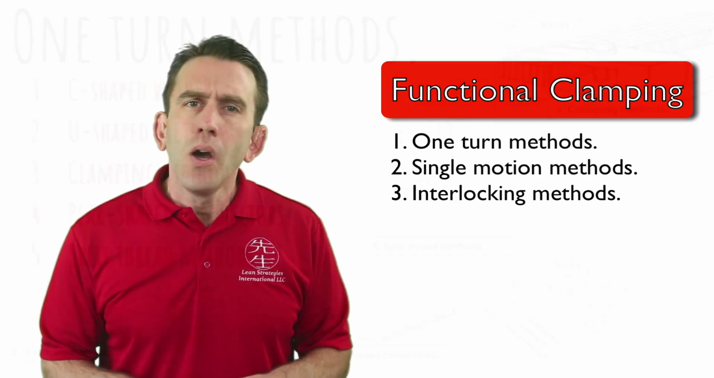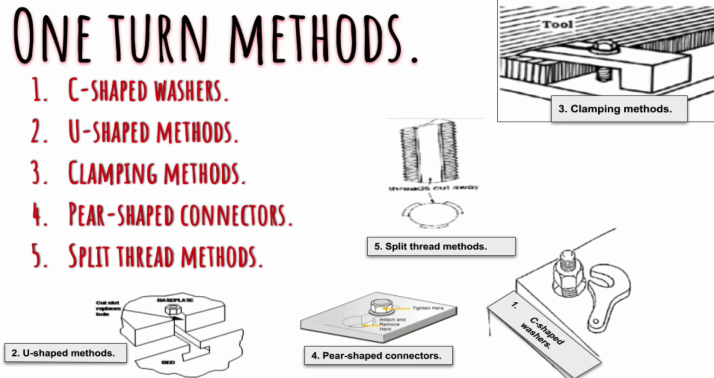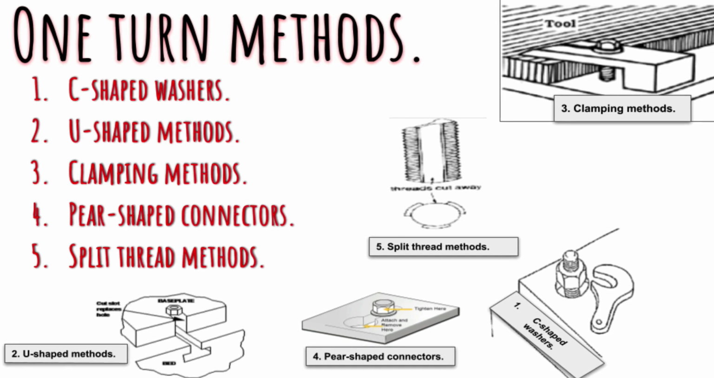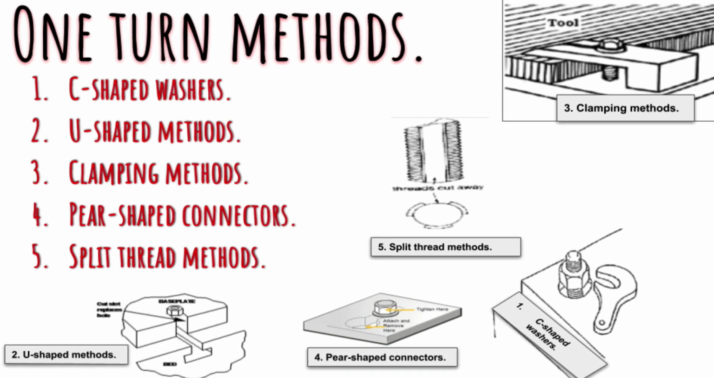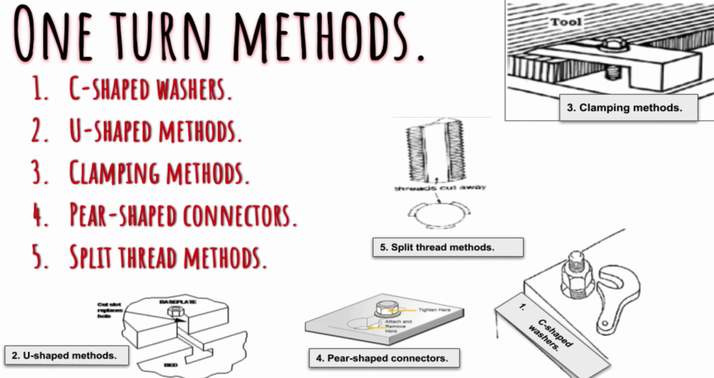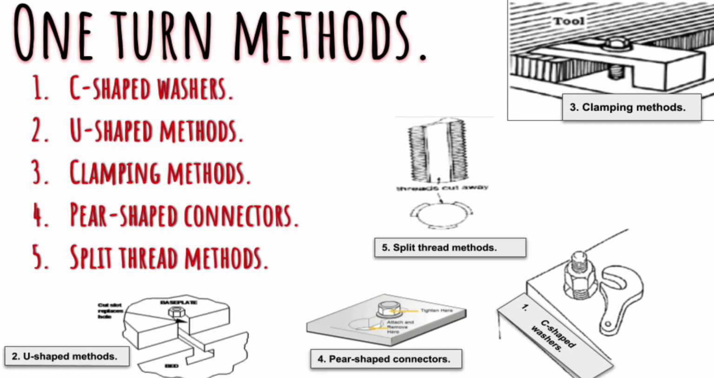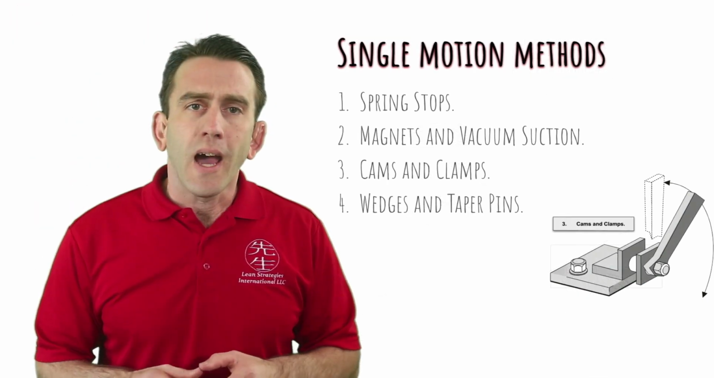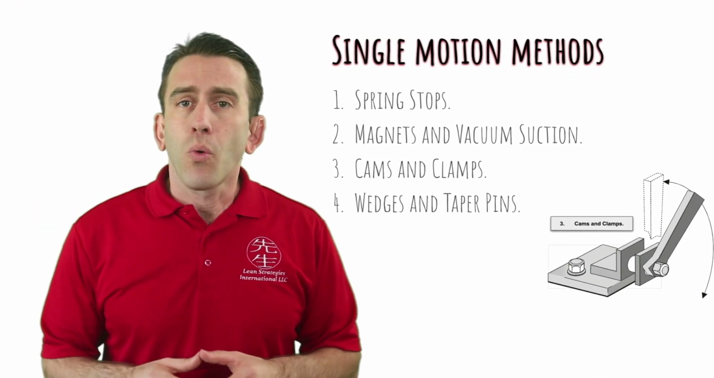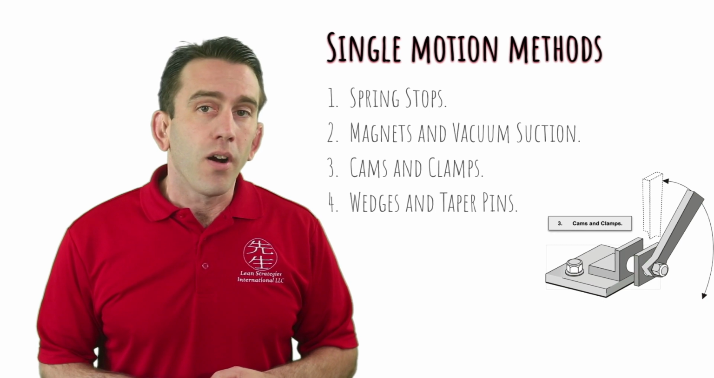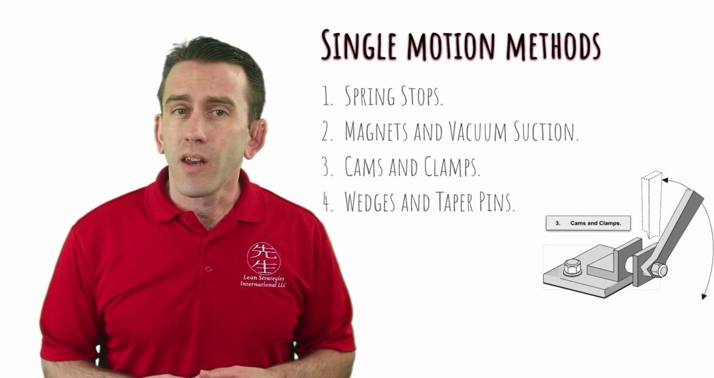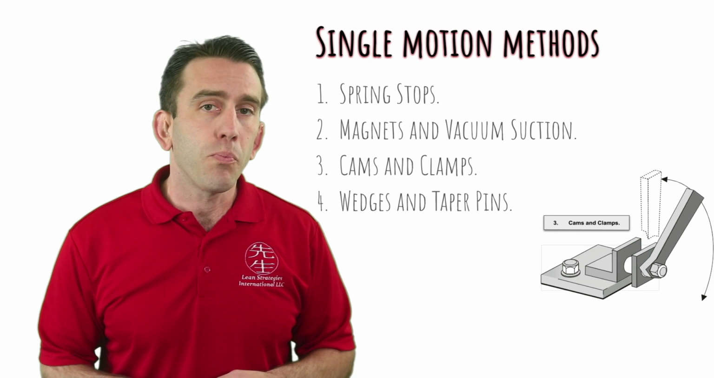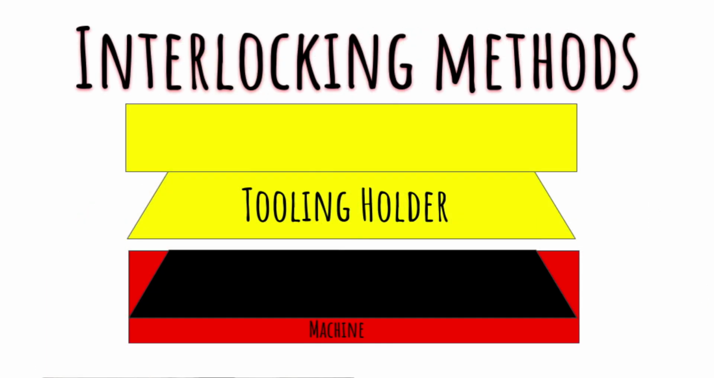One-turn methods, as the name implies, seek to eliminate the over-processing that is inherent in many nuts and bolts and screws by creating a one-turn item. This is a single motion item. These items require one motion to secure an item, such as a switch that is flipped or a button that is pushed. The final functional clamping method is the interlocking devices. These items generally slide into place to secure items.